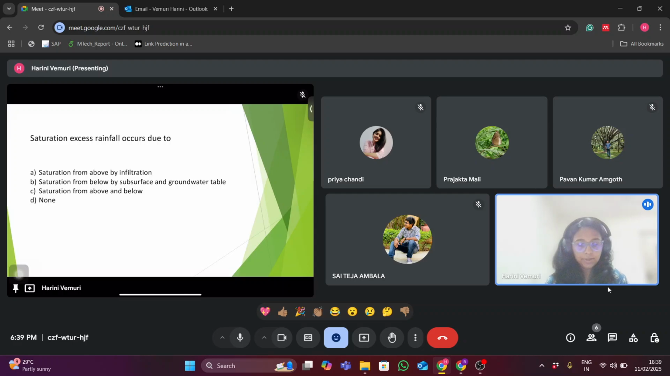So we have also talked about saturation excess flow, right? So the question related to that is, saturation excess rainfall occurs due to: option A, saturation from above by infiltration. Option B, saturation from below by subsurface and groundwater table. Option C, saturation from both above and below the surface. And option D is none. So in case of overland flow, the saturation occurs from above, but in case of saturation excess, the saturation occurs from below by subsurface and groundwater table.